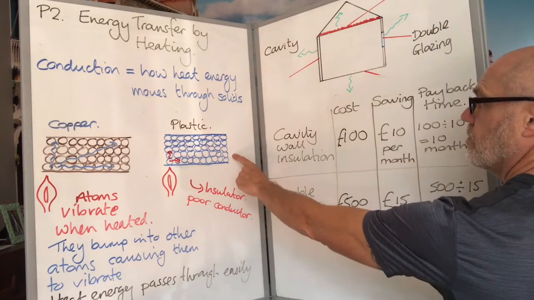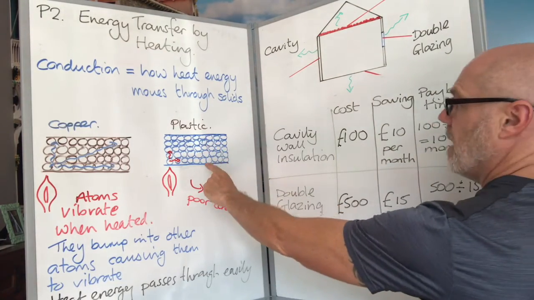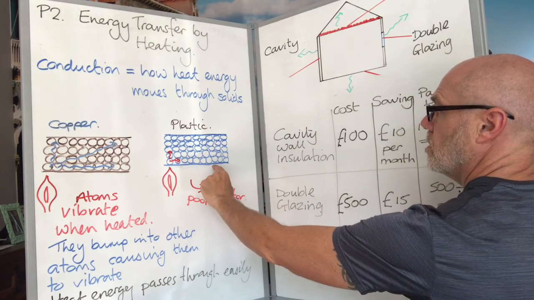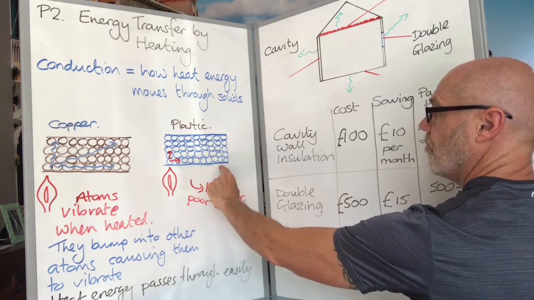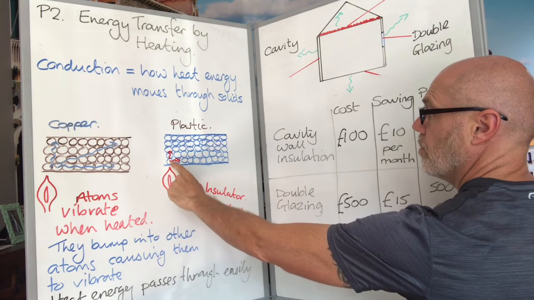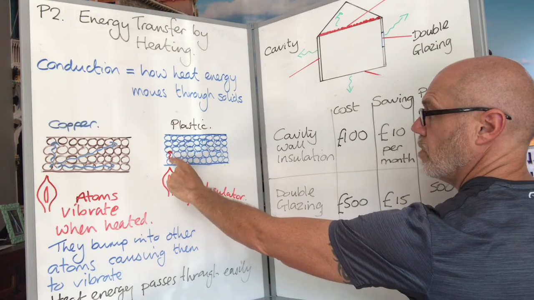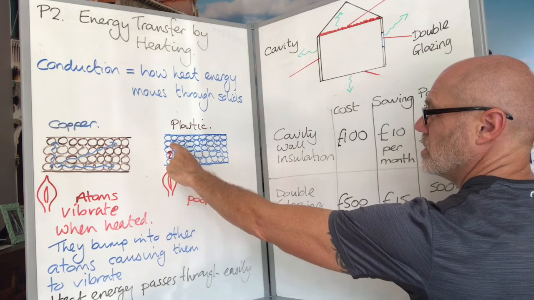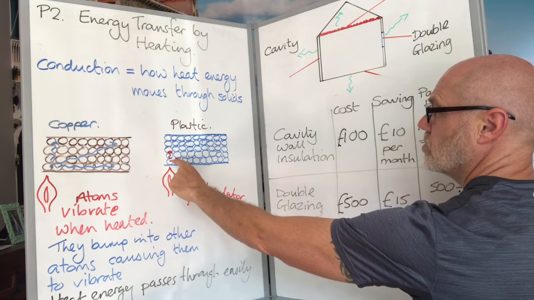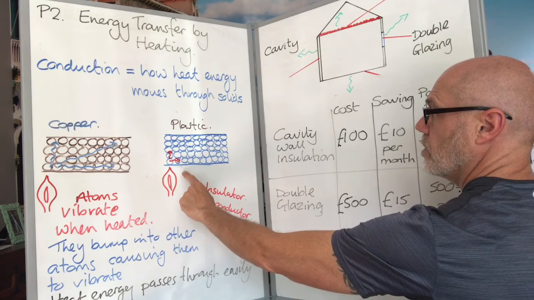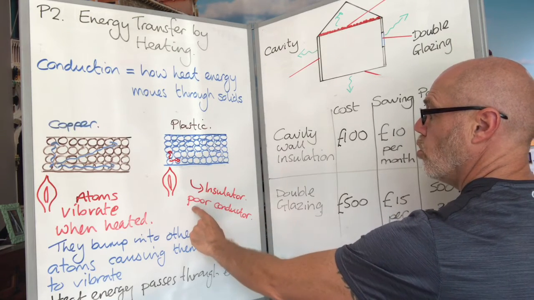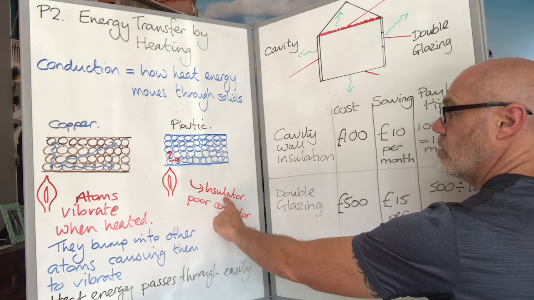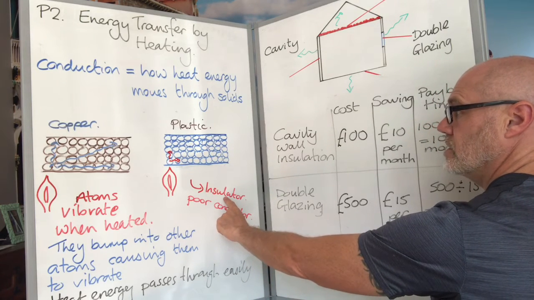With plastic, it's made from atoms very similar to copper, but they're different in as much as when we heat them up in this corner here, the vibrations don't pass on very much. These vibrations here will pass through very, very slowly. So plastic is a poor conductor. In fact, we call these poor conductors insulators.